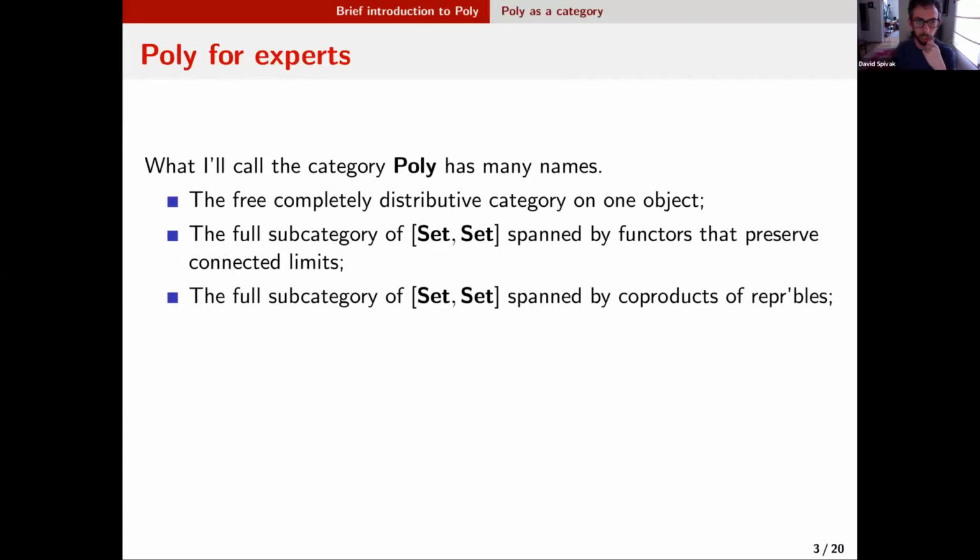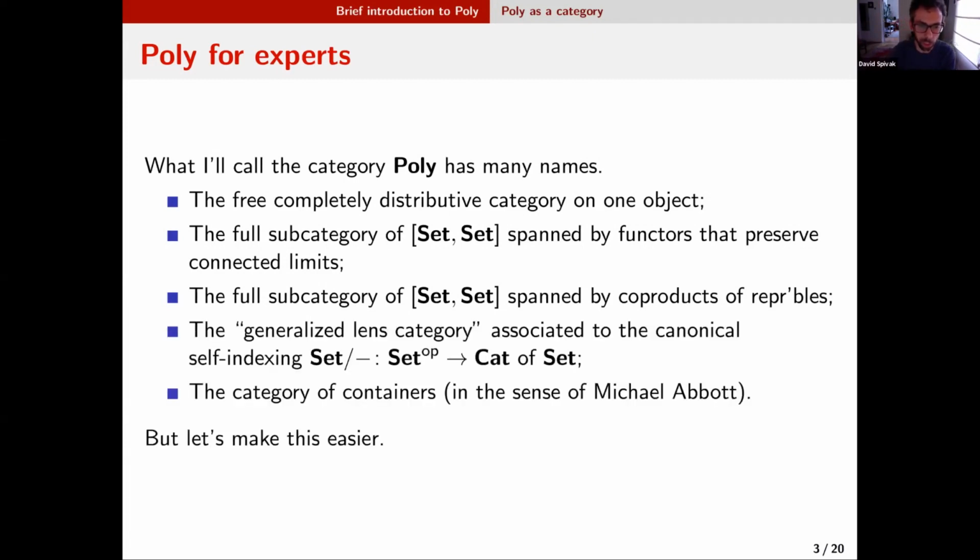What I'll call poly has many names. For experts, it's the free completely distributive category on one object. If you have dependent sums and products and you can move products past sums, that's called completely distributive. It's the full subcategory of the functors from set to set spanned by those that preserve connected limits, like equalizers and pullbacks. It's the full subcategory of all those functors from set to set spanned by the coproducts of representables, and that's the one we'll be using the most, but I'll go into it in a second.